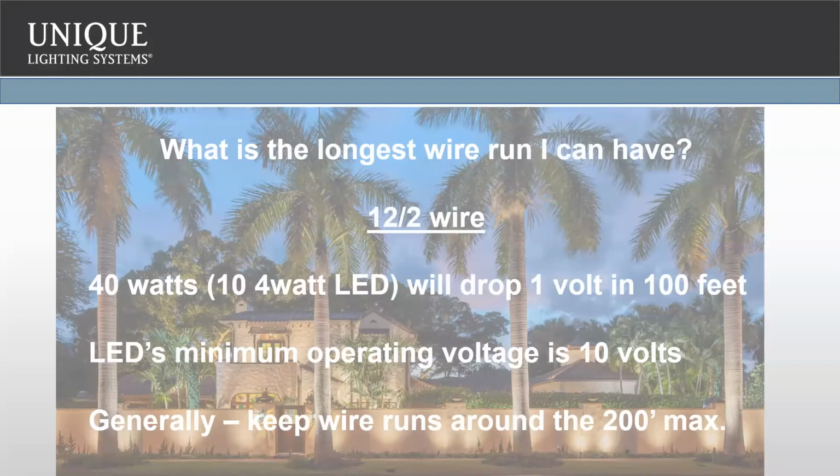Now, for the most part, just about every LED manufacturer's minimum operating voltage is around 10 volts. Ours is 10 volts. So if you think about it, if you're on the 12 volt tap, I can drop 2 volts and still be okay. So generally, you want to keep your wire runs around the 200 foot level max with 12-2 wire. Now, all this changes if you use 10 gauge wire, of course, because 10 gauge wire is bigger, and you can go a little bit further, and we've done that.